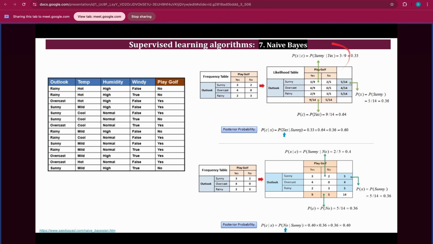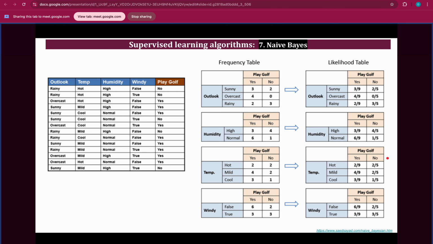Similarly, in this we have a prior probability, the event for which we already have information, and we try to predict the probability of the next event. In this scenario, for all these cases, they are saying that given that the person is playing golf, what is the probability that he is playing and the weather will be sunny. That thing is being calculated in the likelihood tables.